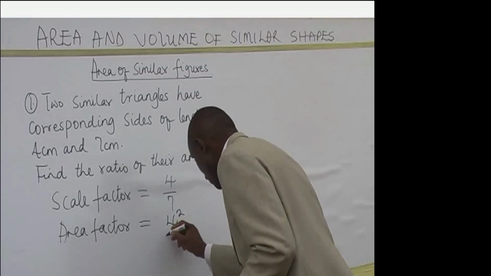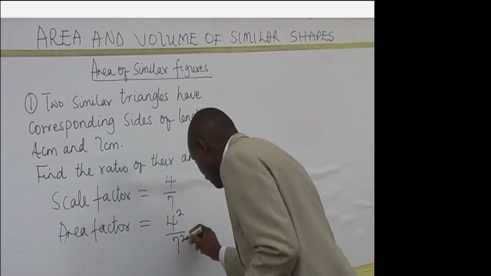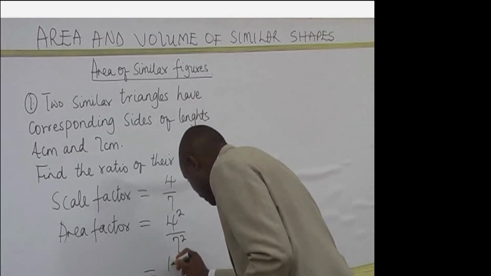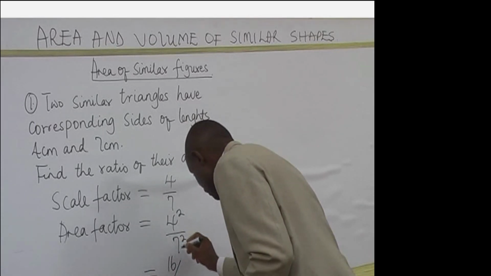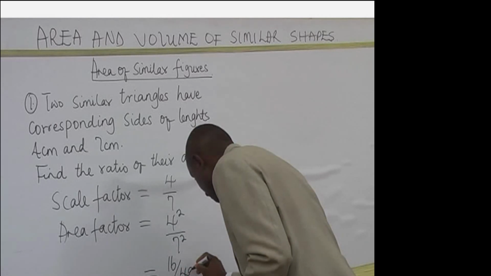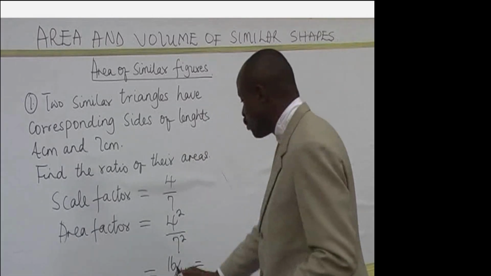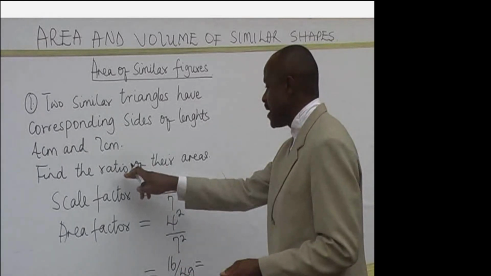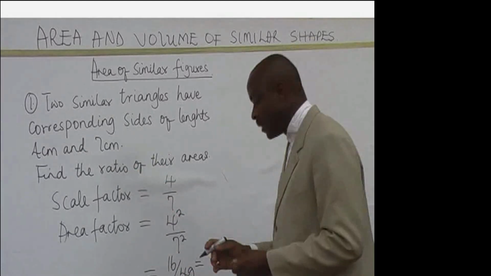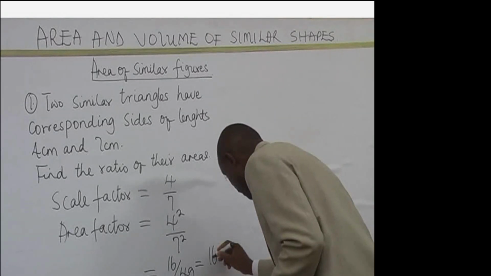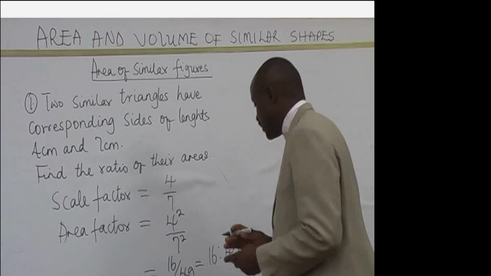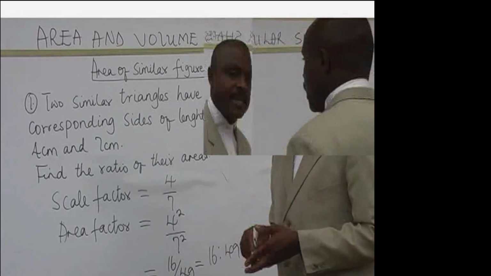So in this case, if this is the scale factor, that means area factor is going to be 4 squared divided by 7 squared, which will give us 4 squared is 16 all over 7 squared is 49. We now have to place the area factor as a ratio, because the question asks for it in ratio form. It's now going to be 16 is to 49, and that answers that question.